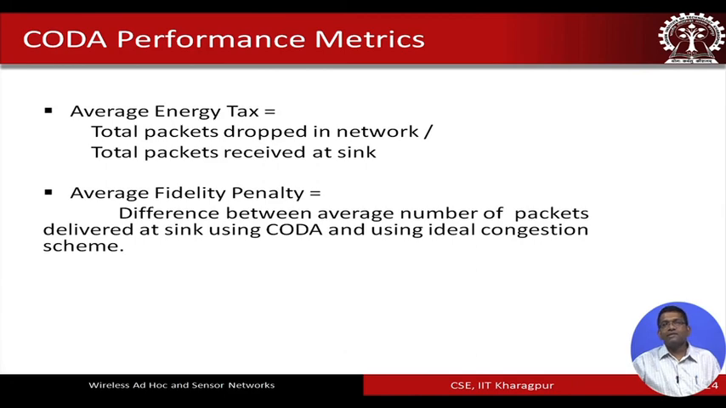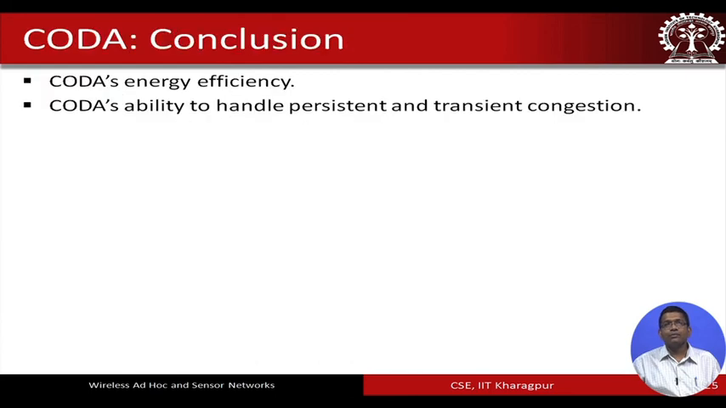Here are some performance metrics that are considered by the CODA protocol for evaluating its performance and comparing it with the other congestion control mechanisms. The first is average energy tax, which is basically the ratio between the total packets that are dropped in the network and the total number of packets that are received at the sink. The second one is the average fidelity penalty, which is basically the difference between the average number of packets delivered at the sink using CODA and using an ideal congestion scheme. So these are the different performance metrics that have been proposed.